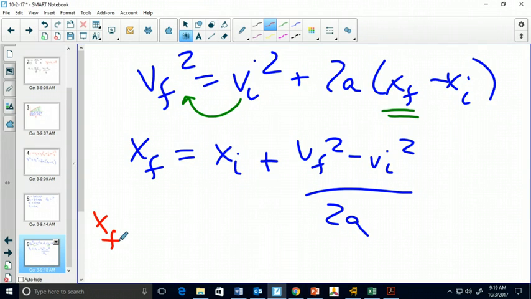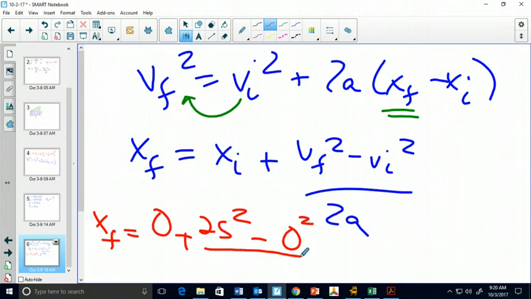So xf is equal to, what was my xi? 0. Cool. What was my vf? 25, and I'm going to square that. Minus, what was my vi? 0 squared. Divided by 2 times, what was my acceleration? 3.5.